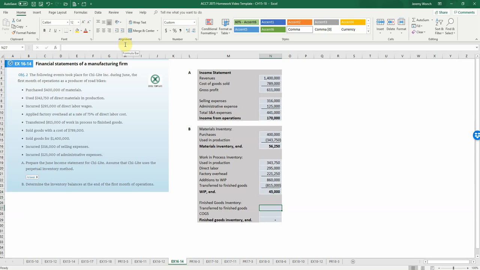So if it came out of work in process, that means it went into finished goods. And so that's what goes into finished goods, and what goes out of finished goods is our cost of goods sold, which we already calculated up here. So that's going to leave us with an ending finished goods balance of 26,000.